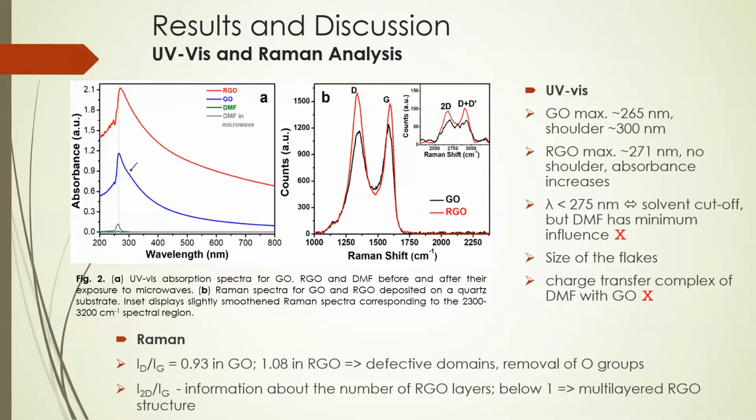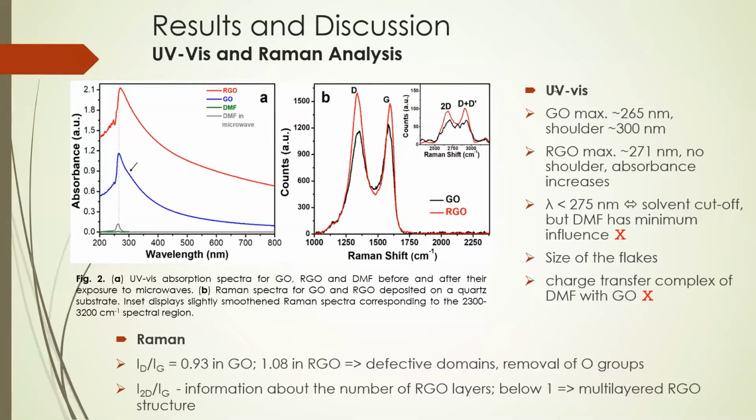Raman investigations confirm as well that the reduction process occurred. The D band corresponds to the defects of the sp2 networks, and the G band corresponds to the in-plane stretching vibrations of the double bonds between carbon atoms, and the ratio between these two bands increased from 0.93 in GO to 1.08 in RGO. This shows that the defective domains increase due to the removal of the oxygenated groups from the graphitic surface.